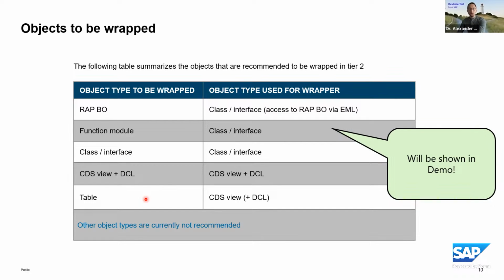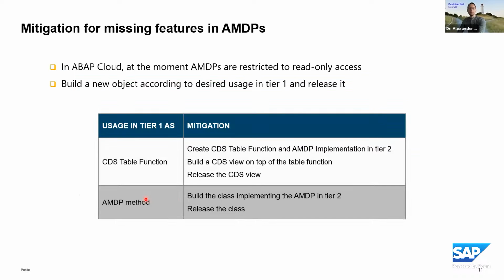Okay, now we have one further mitigation possibility in tier 2. Imagine you're developing in tier 1 and you are implementing an ABAP managed database procedure, so an AMDP. And there, for example, you want to access application function libraries, or you need write access to some entities and so on. Then you realize that this is not possible at the moment. At the moment, in ABAP Cloud, in tier 1, ABAP managed database procedures are restricted to read-only access. So what can you do then?